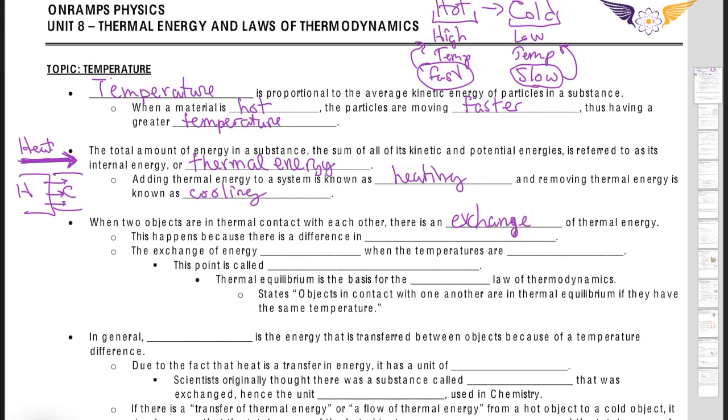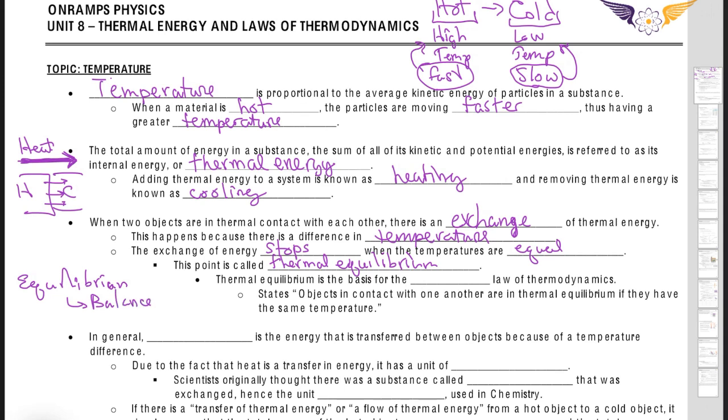Now, the reason why this happens is because there's a difference in temperature, right? And so the exchange of energy stops, right, when the temperatures are equal, right? And we call this thermal equilibrium. Right? Again, that word equilibrium means balance. So what this is saying is that our temperatures are balanced.